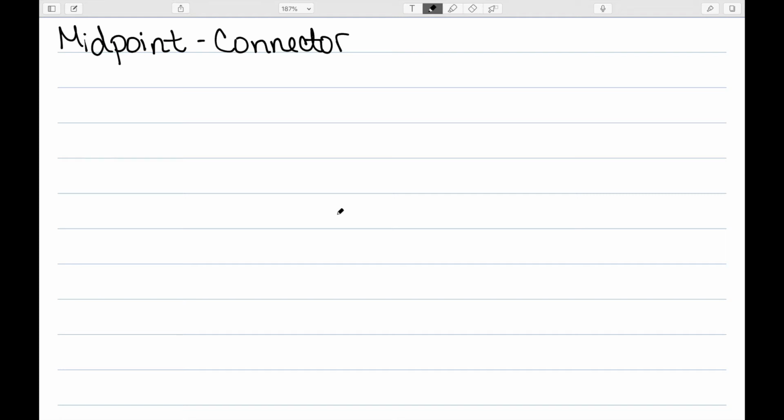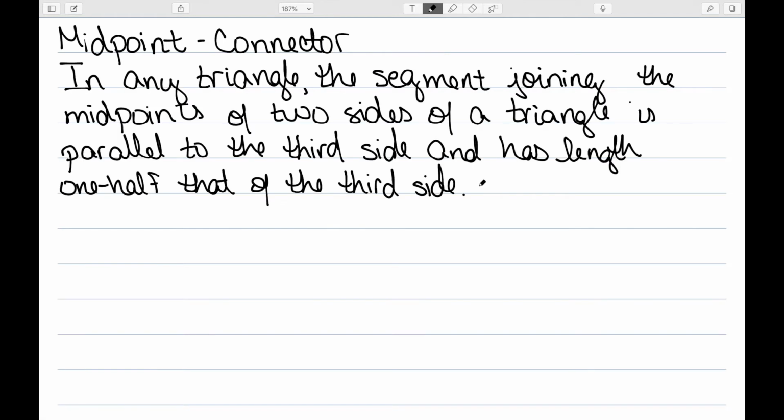In this video, I want to look at the midpoint-connector theorem, both for triangles and for trapezoids. The midpoint-connector theorem for triangles says in any triangle, the segment joining the midpoints of two sides of a triangle is parallel to the third side and has length 1/2 that of the third side.